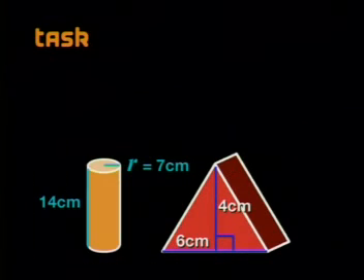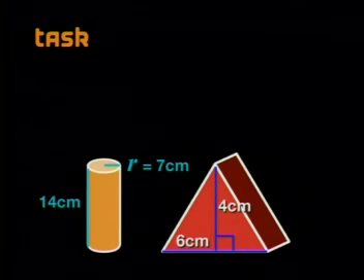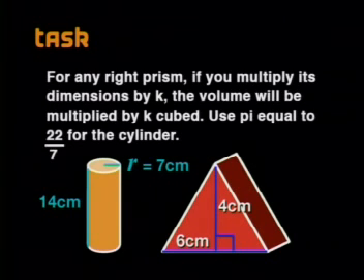Here's your task for today. Here are a right cylinder and a right triangular prism. Test the following conjecture on them both using several different values for K. For any right prism, if you multiply its dimensions by K, the volume will be multiplied by K cubed. Use pi equal to 22 over 7 for the cylinder.